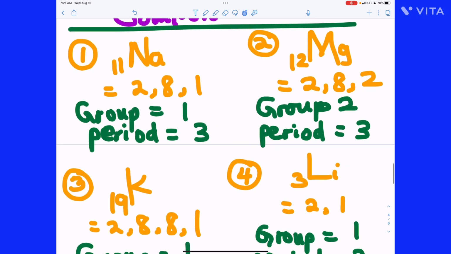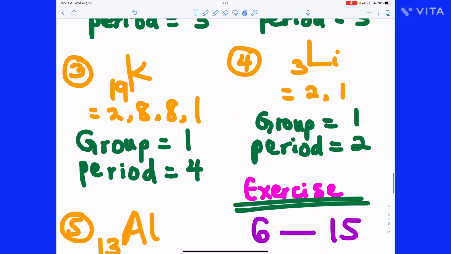Let's go to question 2, magnesium. Now, an atom of magnesium has 12 electrons in its shell. The arrangement is 2 in the first shell, 8 in the second shell, and 2 in the third shell. So to determine the group of magnesium, just pick out this last number, which is what? 2. So that tells you magnesium belongs to group 2. Also, to determine the period, just count the number of values you have. 1, 2, 3. You have written 3 values. So magnesium is in what? Period 3. Exactly.